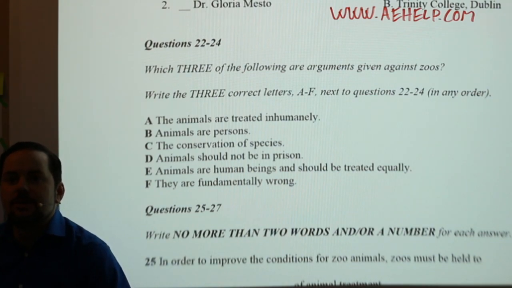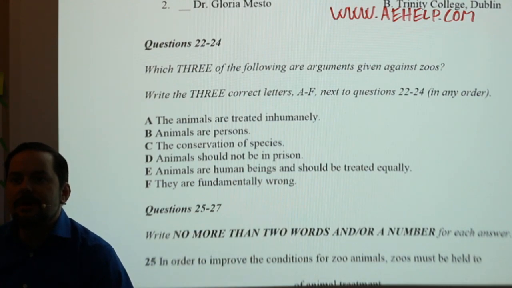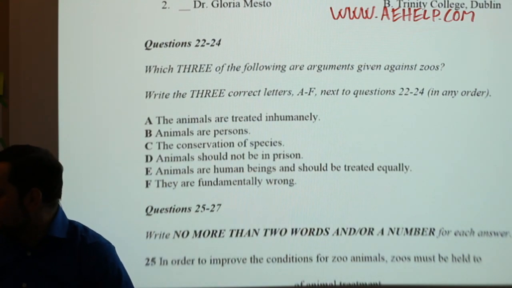Okay, does everybody know what a zoo is? Supriya, I can't see your question anymore, so just write it again if you want me to answer it. What is a zoo, guys? It's where animals are kept, right? For the viewing pleasure of the public, usually rare wild animals such as elephants, giraffes, and so forth. All right, so which are the 3 arguments given against zoos?